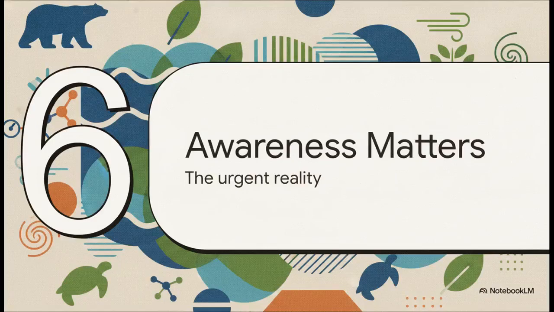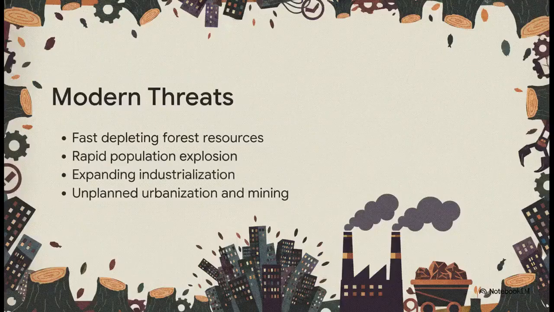And finally, Section 6, why awareness matters today. Right now, these foundational systems we've just mapped out are buckling under severe modern pressures. The measurable threats compound on one another. Fast depleting forest resources are eliminating our carbon sinks, while rapid population booms increase demand. At the exact same time, expanding industrialization and highly unplanned urbanization push massive amounts of waste into that tiny, figurative tablespoon of available fresh water we talked about earlier.